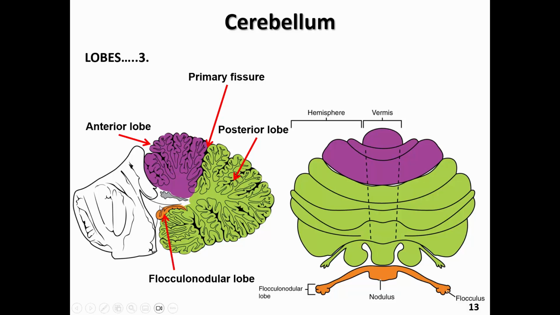The flocculonodular lobe is the smallest. As you can see here, it is just superior to the most inferior part of the posterior lobe of the cerebellum. And this is a sagittal plane or side view cross section of the cerebellum, and a posterior view, as you can see here, the anterior lobe appears to have more of a superior position, but the most inferior, of course, is the flocculonodular lobe. And the posterolateral fissure is the small groove that separates the posterior from the flocculonodular lobe.